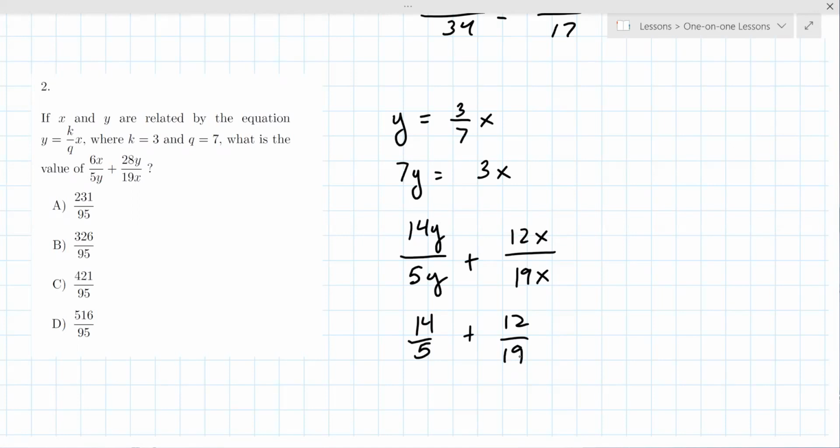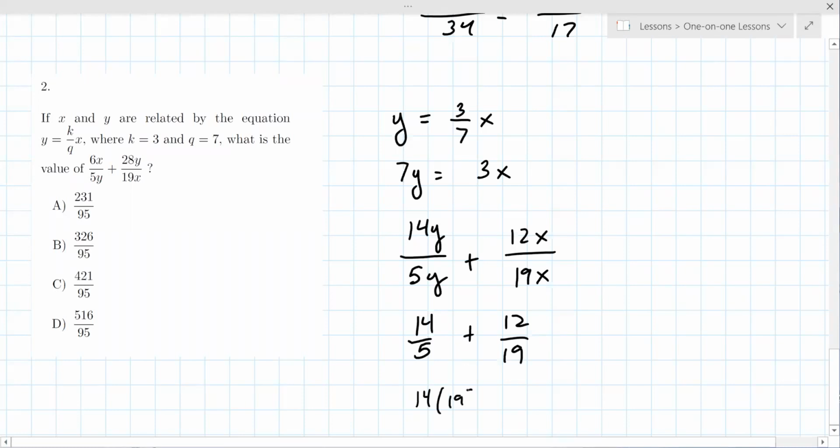Okay. I didn't realize I had to put it back into the original equation. Okay. So that works. Yeah. So then you just add those. Yes. 14 over 5.